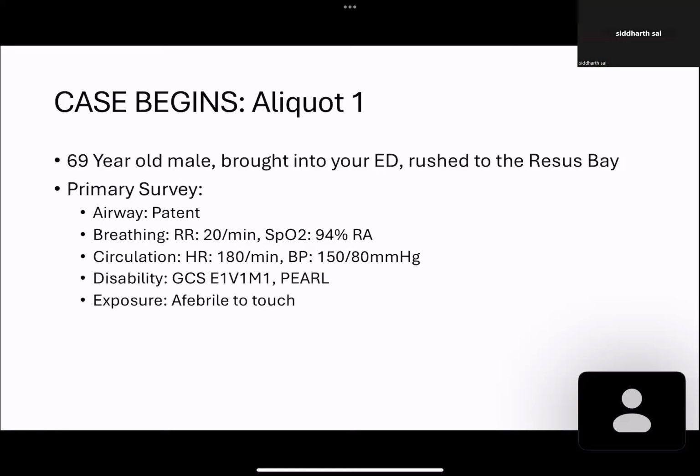So I'll secure an IV line. I will do an ECG. That's it. Since the patient is unconscious, I'll think of securing the airway also. Right.